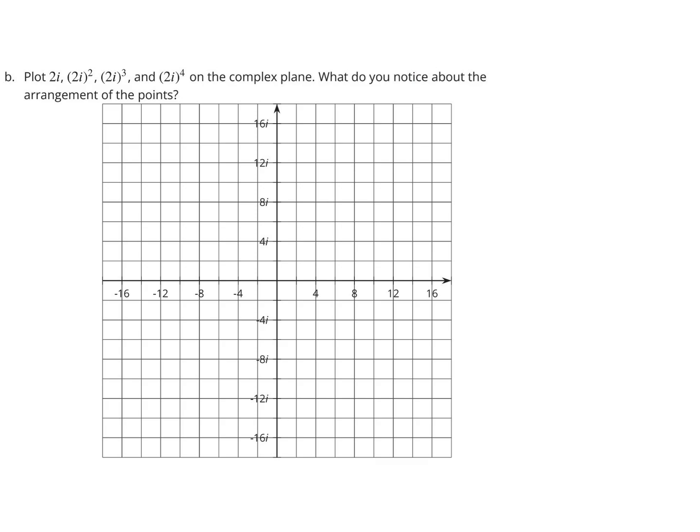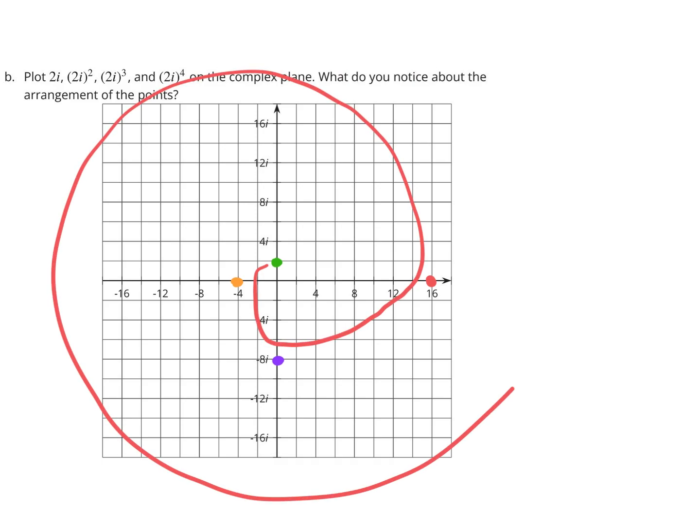Okay, so if we had to plot these, 2i is purely imaginary, that's 2i. 2i squared was negative 4, which is right there. 2i cubed is negative 8i, which is down there. And 2i to the fourth is positive 16, which is over here. So if we were to connect the dots, we would get a little nautilus where the circle just keeps growing. Like that. And you just keep going around the circle.